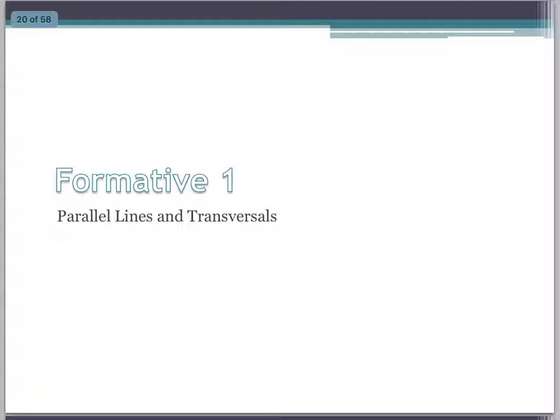Alrighty, so here's part 2 of the vocab for formative 1. Again, a lot of words here. Well, this one's not so many words, but you got to learn them. You got to spend time with them. You got to study them. You got to know them.